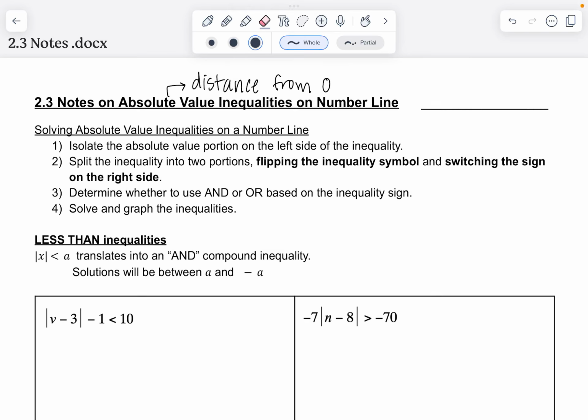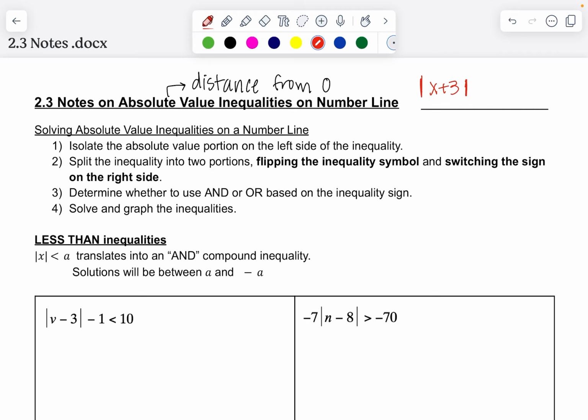Friends, today we're going to talk about solving inequalities that have an absolute value sign. Remember, the absolute value sign kind of looks like two lines, I guess. Then we'll have something on the inside like x plus 3, something like that. And recall that absolute value means the distance away from 0.